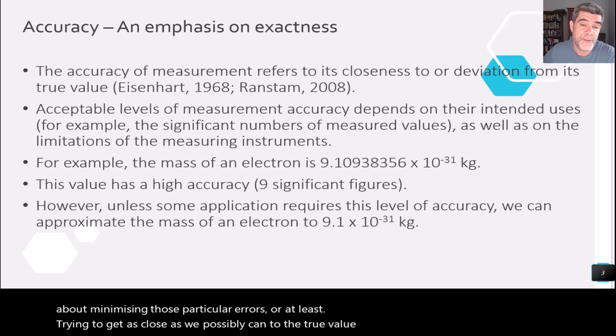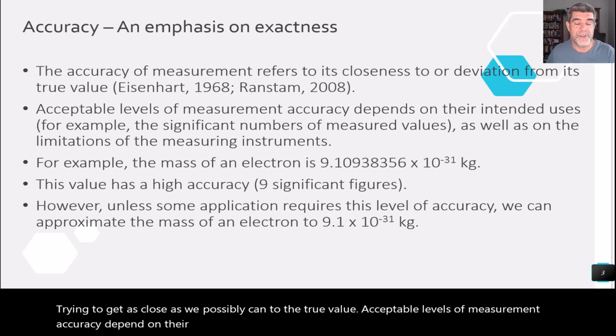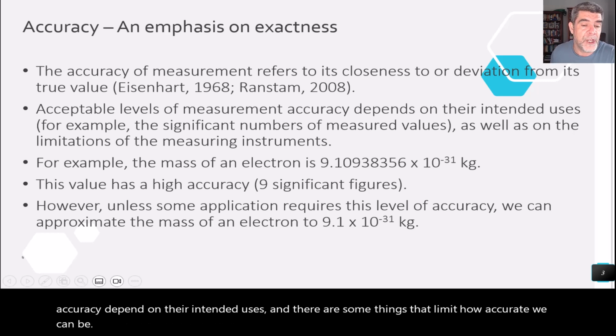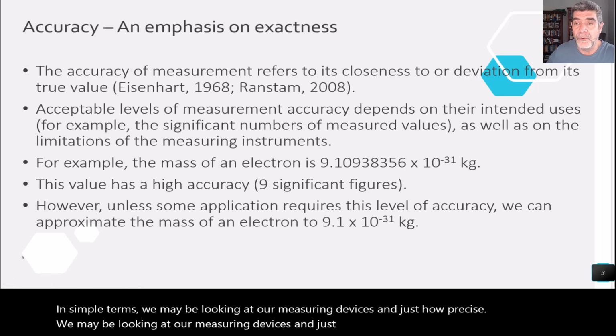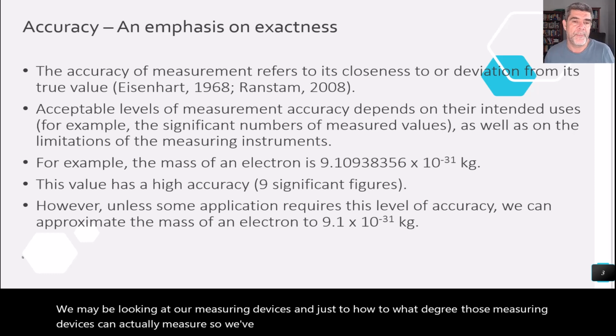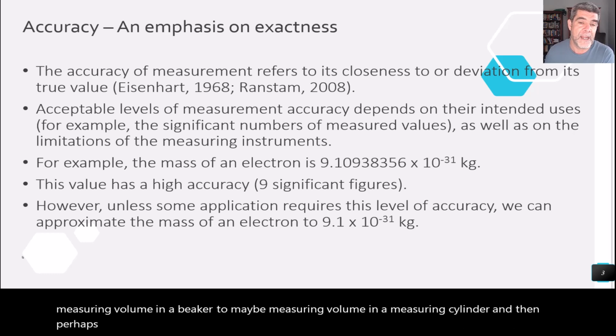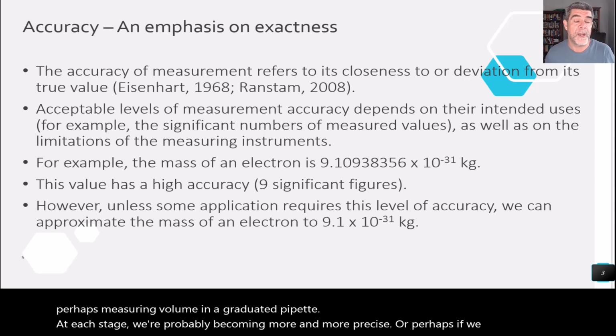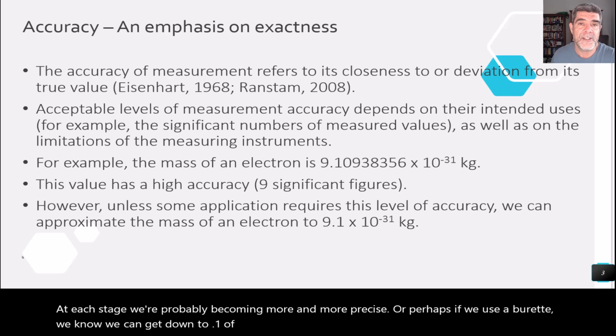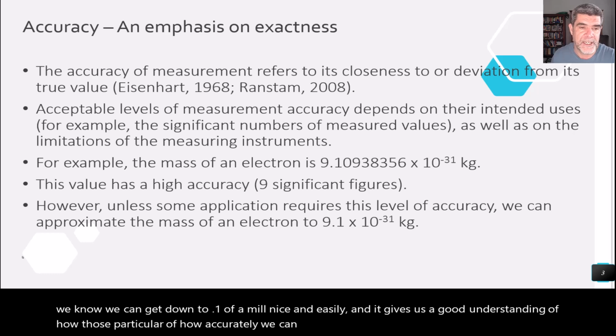Acceptable levels of measurement accuracy depend on their intended uses, and there are some things that limit how accurate we can be. In simple terms, we may be looking at our measuring devices and to what degree those measuring devices can actually measure. So we've talked, for example, about accuracy increasing from measuring volume in a beaker to maybe measuring volume in a measuring cylinder, and then perhaps measuring volume in a graduated pipette. Perhaps if we use a burette, we know we can get down to 0.1 of a mL nice and easily, and it gives us a good understanding of how accurately we can get those particular measures.